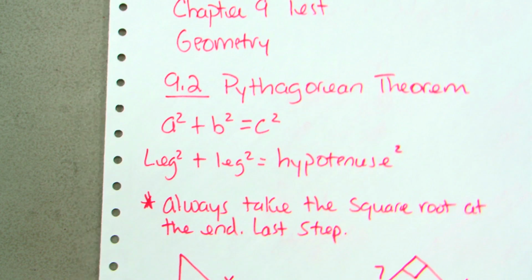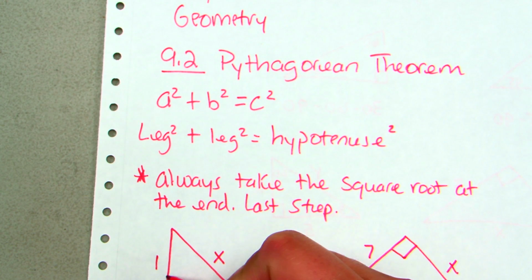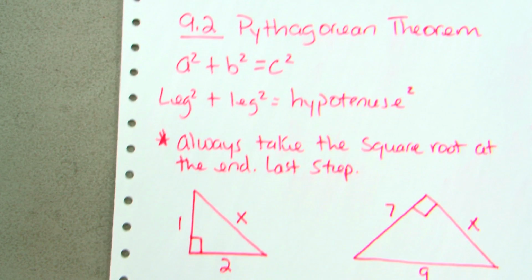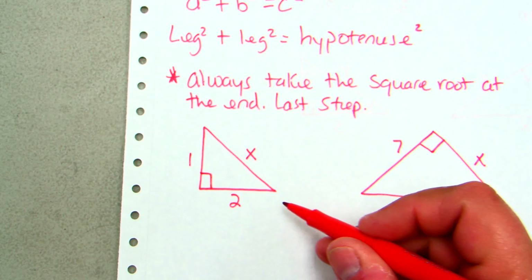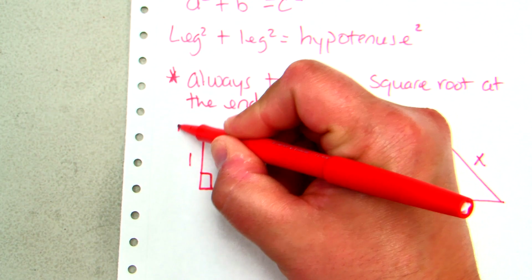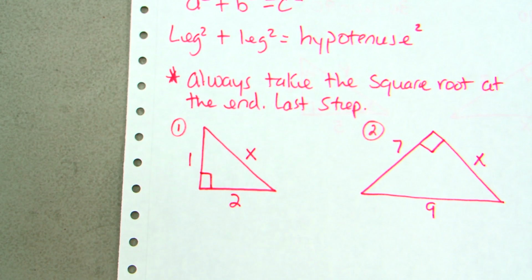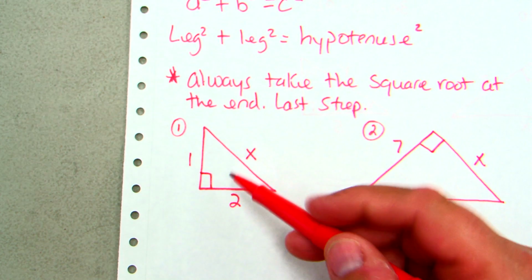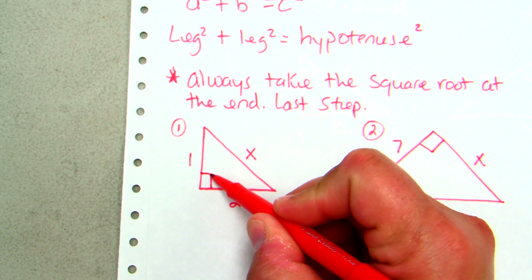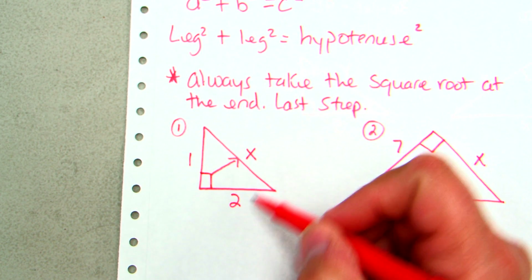So what we have here, I've drawn you two right triangles, and what we must do first in both of these, we'll start with the one on the left. We'll call it number 1, and we'll call this one number 2. We need to identify the hypotenuse to know which one to set aside by itself. Well, in this triangle, the hypotenuse is always straight across from the right angle. So x is our hypotenuse.